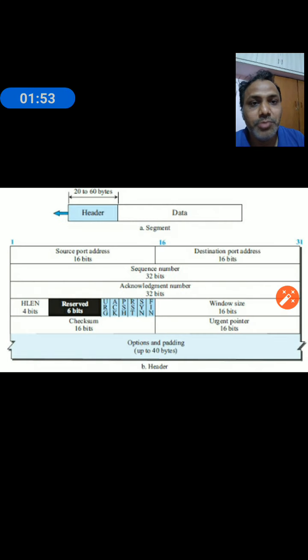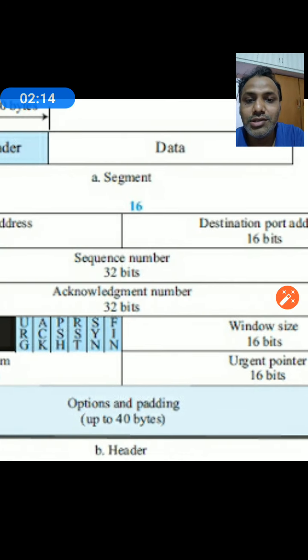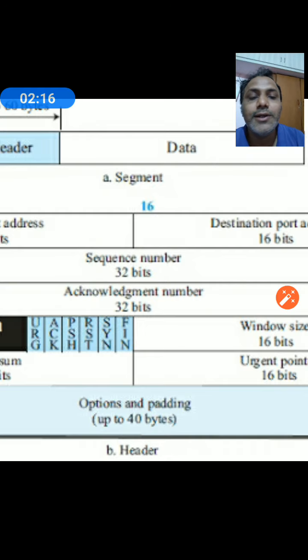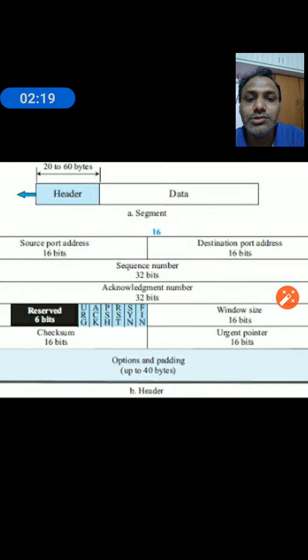Then the next part is the acknowledgement number. You already know about that. Whenever we send the data to the destination, once the data reaches, it sends some acknowledgement to you. That is the acknowledgement, and the acknowledgement number size is again 32 bit. So the 32 bit is mentioned there. Okay, so what is the problem?